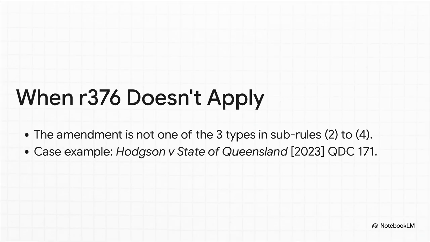And this is super useful because it shows you what the rule can't do. If the change you want to make isn't about fixing a party's name or changing their legal capacity or adding a new cause of action, then Rule 376 is just the wrong tool for the job. It's that simple. A great example of this is the case of Hodgson v. State of Queensland, where the court basically said, look, you don't even need to be asking for leave under this rule because what you're trying to do doesn't fit into any of these specific boxes.